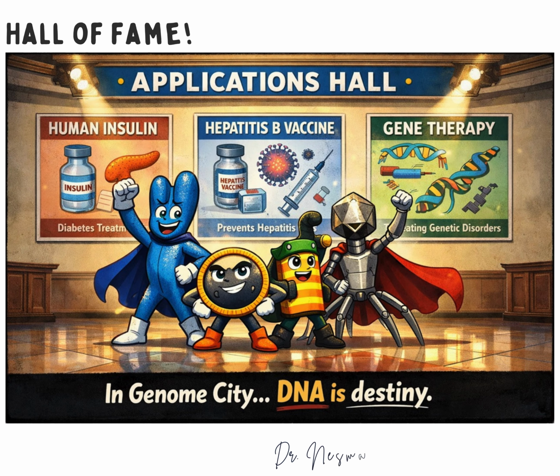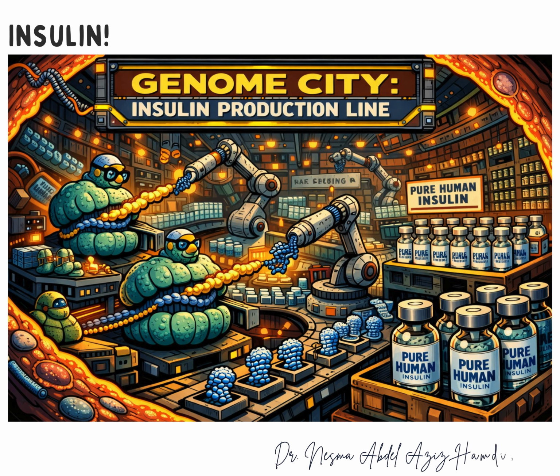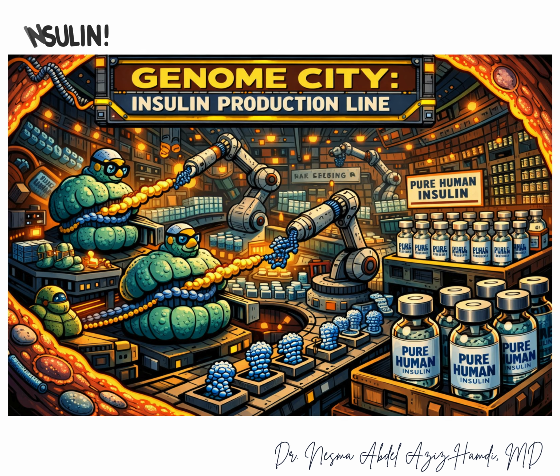Our story now transitions to the applications hall, where the true impact of recombinant DNA technology is revealed. One of the earliest and most transformative achievements of this recombinant technology is the production of human insulin. Before recombinant technology, insulin was extracted from animal sources, sometimes causing immune reactions. Today, genetically engineered bacteria produce pure human insulin, revolutionizing diabetes treatment and dramatically improving patient safety and accessibility.